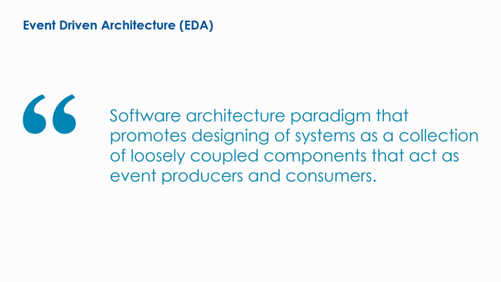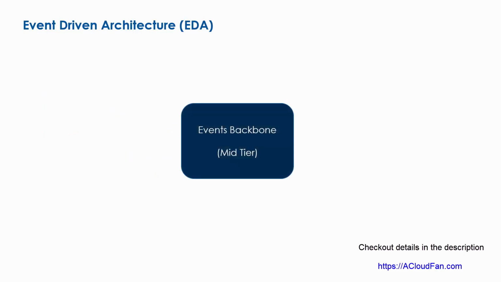An event-driven architecture is a software architecture paradigm that promotes the designing of systems as a collection of loosely coupled components that act as event producers and event consumers. Central to the event-driven architecture is an event backbone. Now this events backbone is an infrastructure component. You may think of it as a mid-tier component.